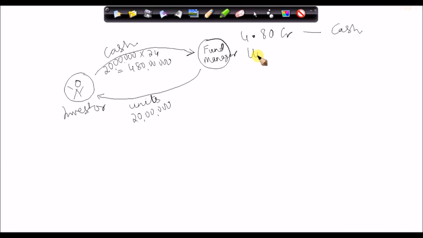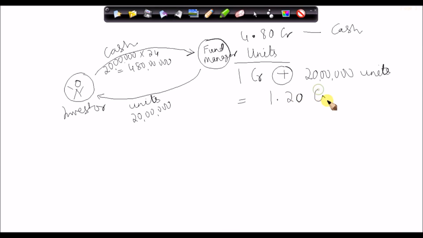Now what about the units? Right now the fund manager has 1 crore units, and now he has one more investor of 20 lakh units. So the number of units added is 20 lakh. So right now the fund position is going to be 1.20 crore units. This you need to remember, my friends.